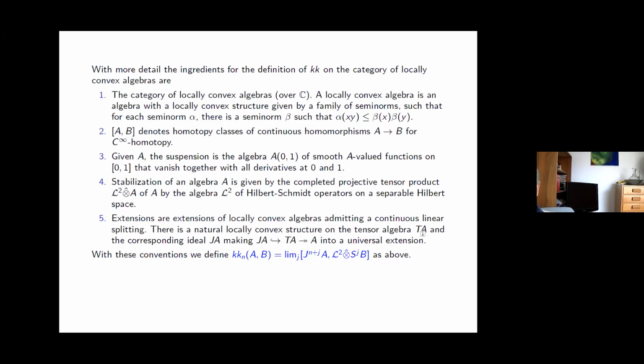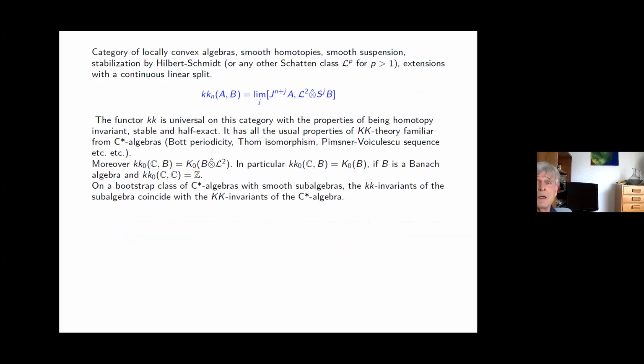And okay, then there is a tensor algebra. We can again complete the tensor algebra as a locally convex algebra in a suitable way, again using basically just all possible semi-norms that satisfy a certain condition. And so there's a natural choice for the locally convex completion of the tensor algebra. And with all these ingredients, we can now make the definition exactly as before. So it's exactly just the previous definition reproduced with these structure elements, and we get a bivariant K-theory. And again, this functor is universal on the category of locally convex algebras with the properties of being homotopy invariant, stable, and half exact. It has all the usual properties of KK-theory, and the proofs are basically always the same also.